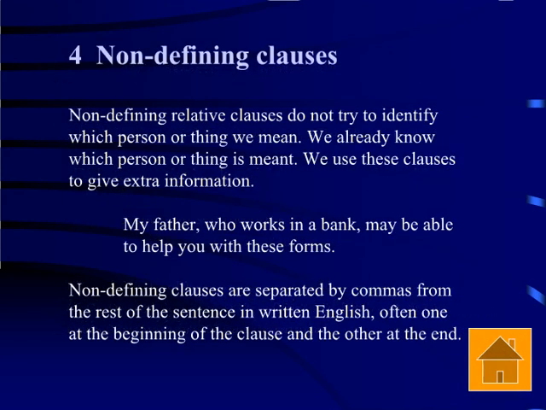As for non-defining clauses, they do not try to identify which person or thing we mean. We already know which person or thing is meant. We use these clauses to give extra information. For instance, my father, who works in a bank, may be able to help you with these forms. Non-defining clauses are separated by commas from the rest of the sentence in written English, often one at the beginning of the clause and the other at the end.